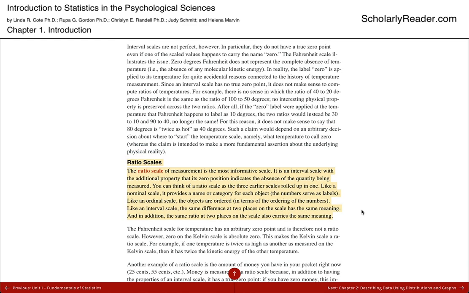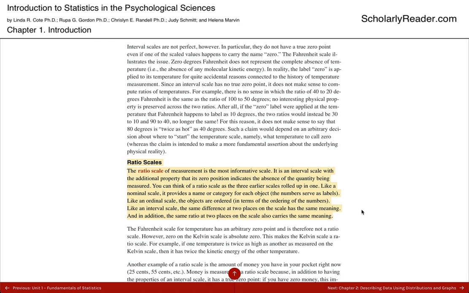Ratio scales. The ratio scale of measurement is the most informative scale. It is an interval scale with the additional property that its zero position indicates the absence of the quantity being measured. You can think of a ratio scale as the three earlier scales rolled up in one.